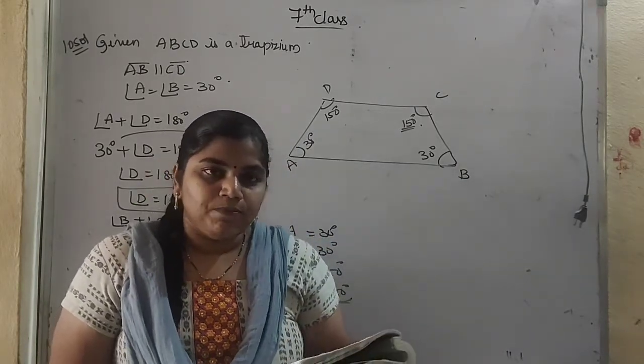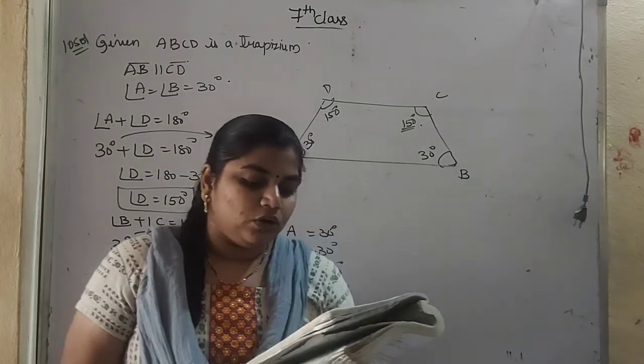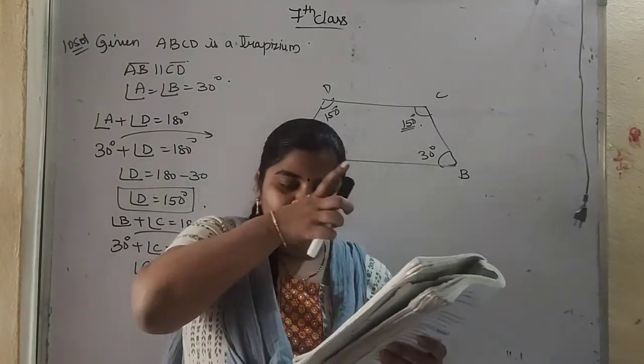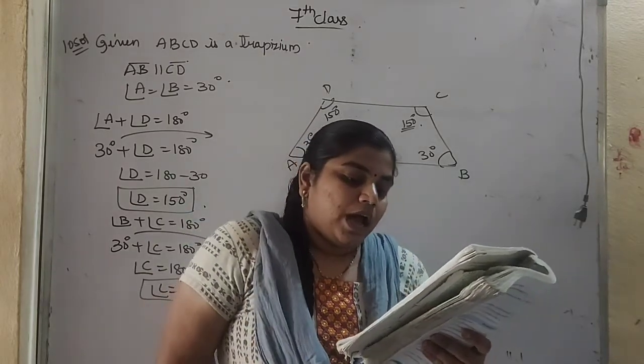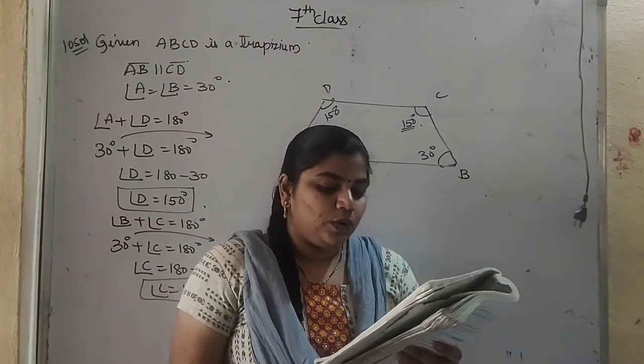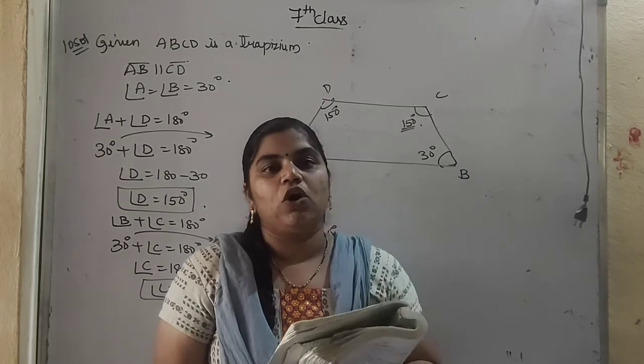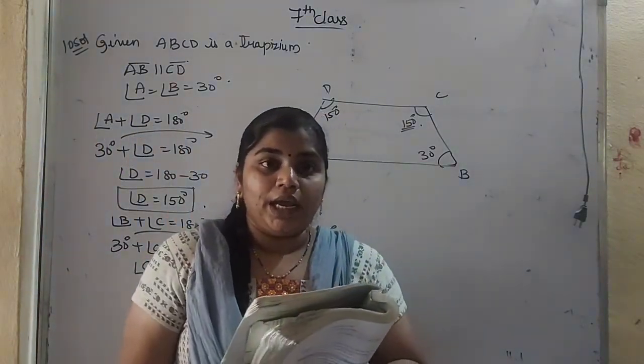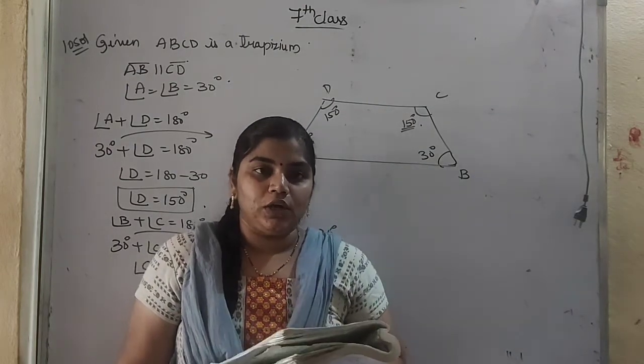So first one is rhombus. Next one, a parallelogram in which one angle is 90 degrees. In a parallelogram, one angle is 90 degrees and two adjacent sides are equal. So what do we call it? We can call it a square. In a square all angles will be equal and the adjacent sides will also be equal, so we can call it a square.